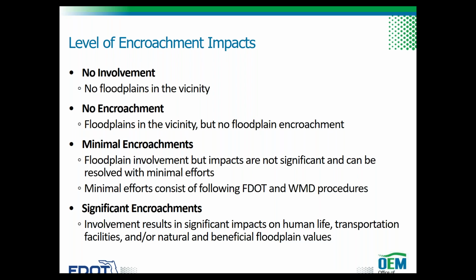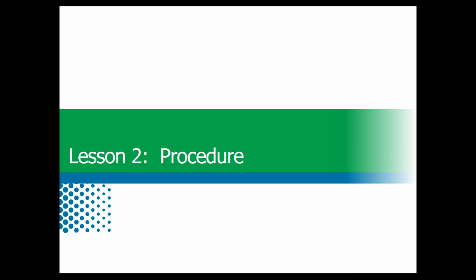Typically, if the location hydraulic study determines that the impacts to lives, property, transportation facilities, and floodplain values cannot be avoided, the district must develop measures to minimize the impacts and mitigate the floodplain in accordance with the FDOT Drainage Manual. Lesson 2 explains the procedures for evaluating floodplain impacts and the level of analysis needed for a project.